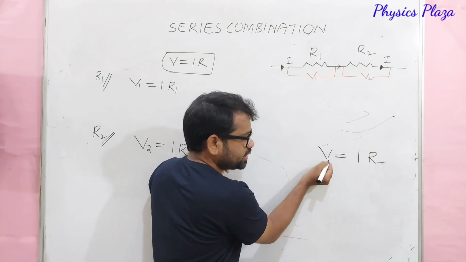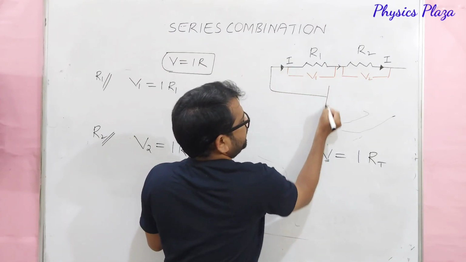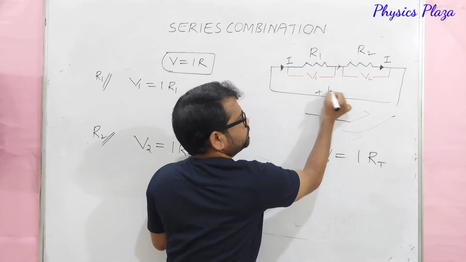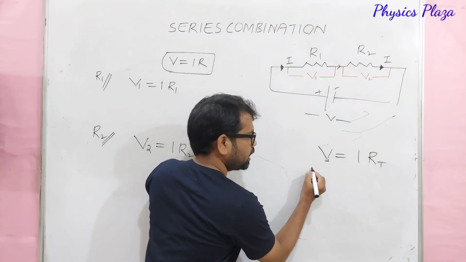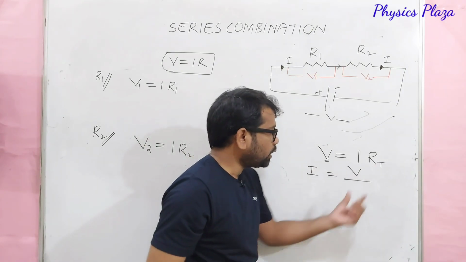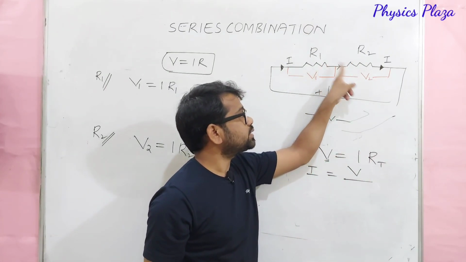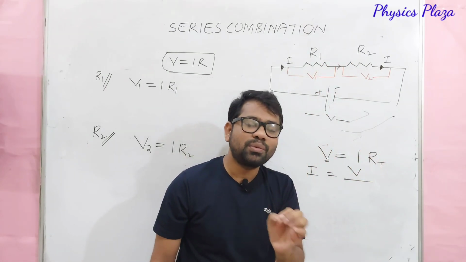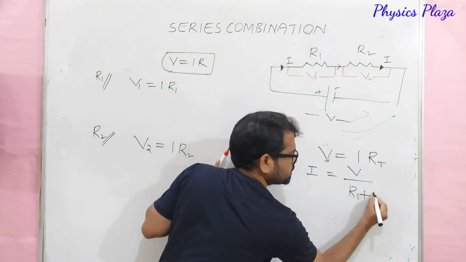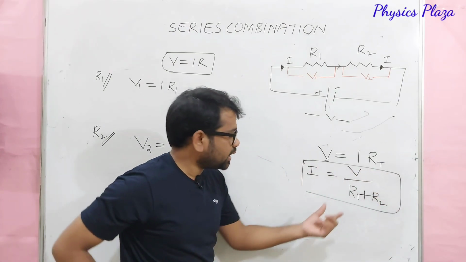And this potential difference across the battery will be V only, right? It is connected to the battery of potential difference V. So here I is equal to V by the total resistance. These two resistors are in series, right? So the total resistance will be R1 plus R2. So let us put here R1 plus R2. That's it, children. Here we got the total current. This is how we can calculate total current.